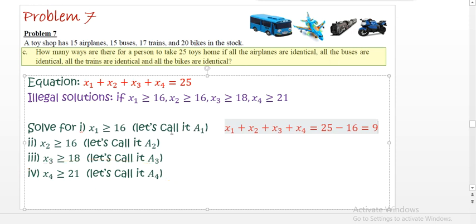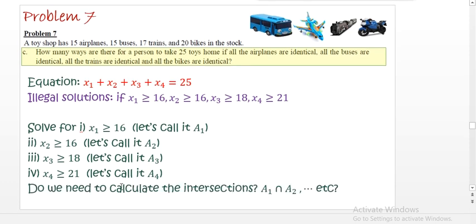But we have to be careful. Do we do some overcounting? Because in the principle of inclusion exclusion, we have to subtract the intersections. So do we need to calculate the intersections like a1 intersection a2, etc.? Just looking at these conditions, the answer is obvious, so you can answer by yourself: do we need to calculate the intersections or not?